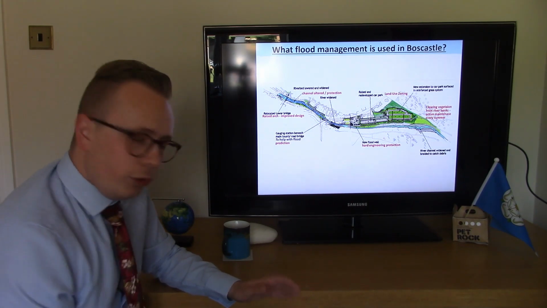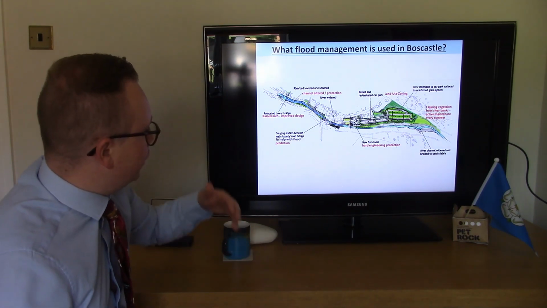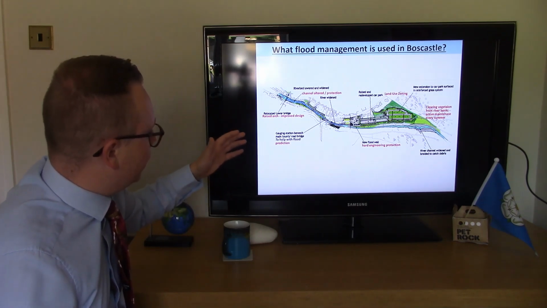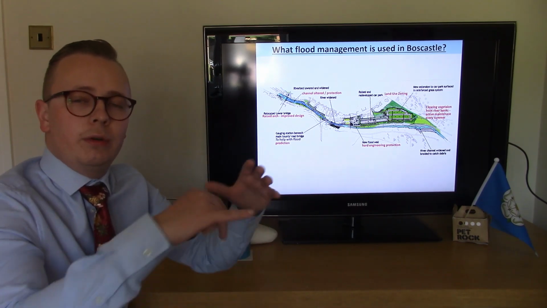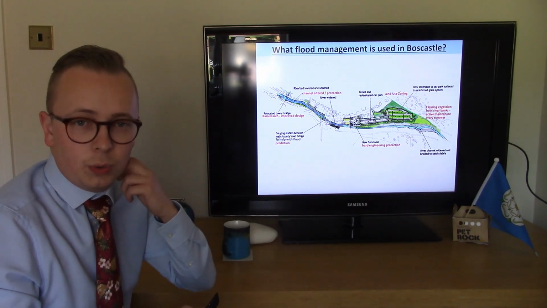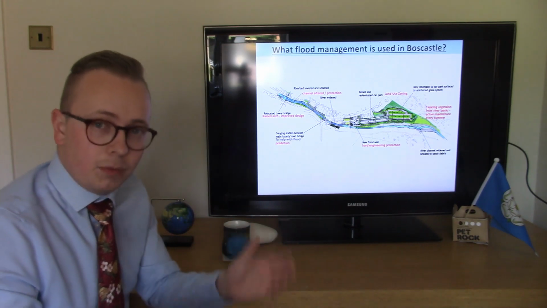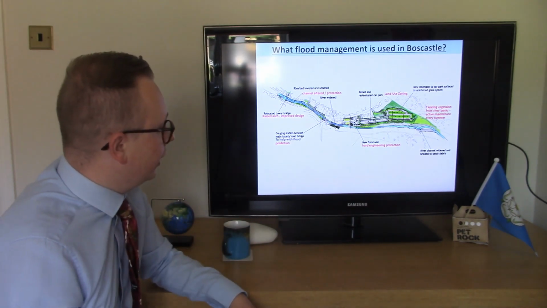Now, I also mentioned the bridge earlier. The bridge in the village has been altered, it's been relocated further downstream, and actually the arch has been raised, its design has been improved to allow water and the debris to flow under it more easily to try and prevent that blockage situation occurring again in the future.